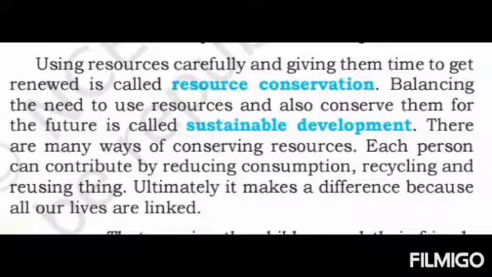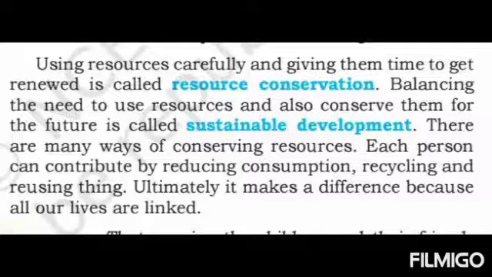Now, as I told you, resources are so important. It is our prime duty to preserve them for our future. Resource conservation is one of the important concerns of the world. As the world is growing, resources are used in a high manner, which we have to reduce.